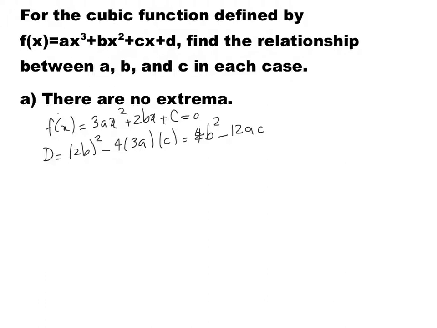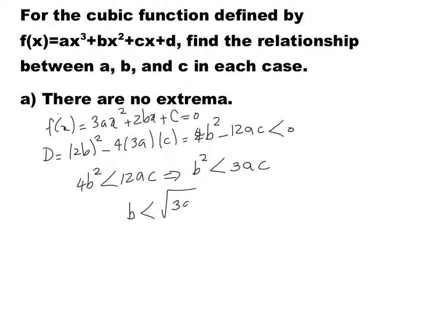Now, we know that if we don't want to have any solution, this means that 4b squared minus 12ac has to be less than 0. So 4b squared has to be less than 12ac, or b squared has to be less than 3ac if we divide by 4, or b has to be between the square root of 3ac and negative square root of 3ac.